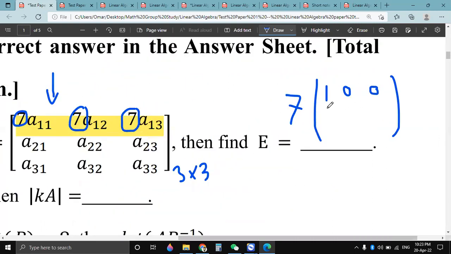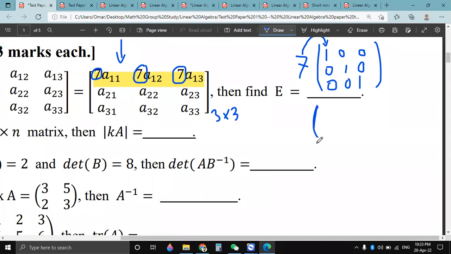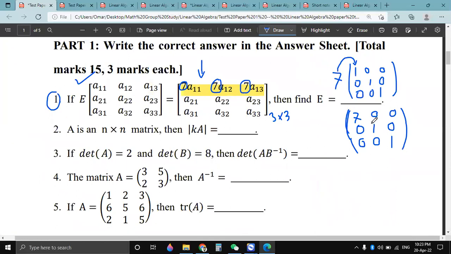7 into 1 0 0, 0 1 0, and then 0 0 1. Okay, so if you multiply this way, it will be just multiplied with the first row. So you will get 7 0 0, and then 0 1 0, and then 0 0 1. Okay, so this will be the answer for the first question: 7 0 0, 0 1 0, 0 0 1.